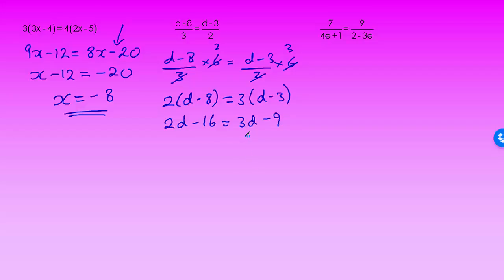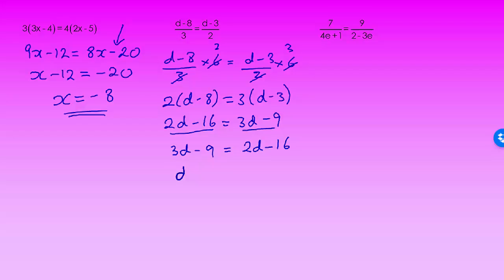Now we've got 3d's and we've got 2d's. 3d's is the larger number. What I'm going to do is just rewrite this, so I've got 3d minus 9 is 2d minus 16. And you can see all I've done is move the left hand side to the right and the right hand side to the left. Now subtract 2d's.